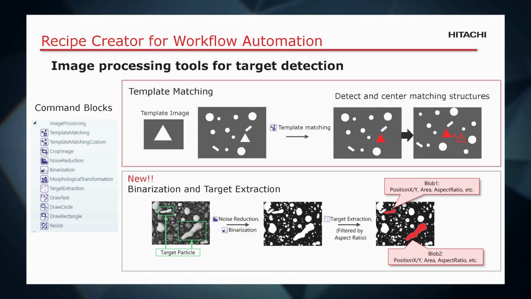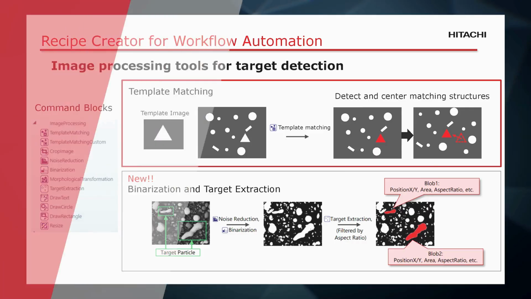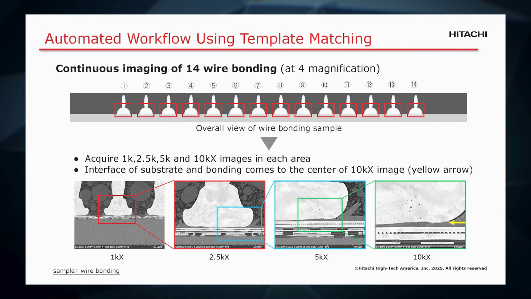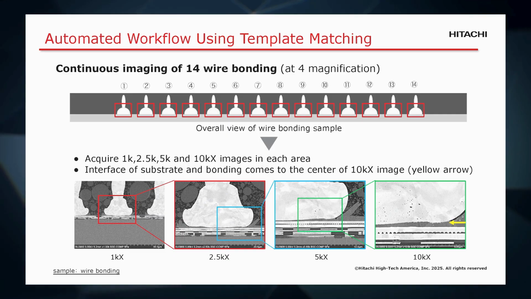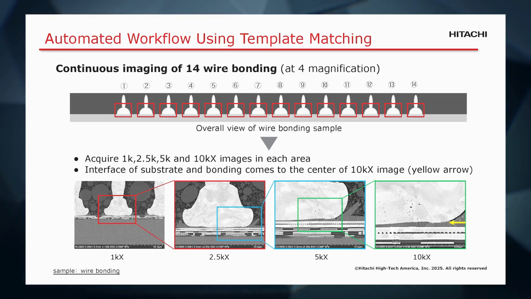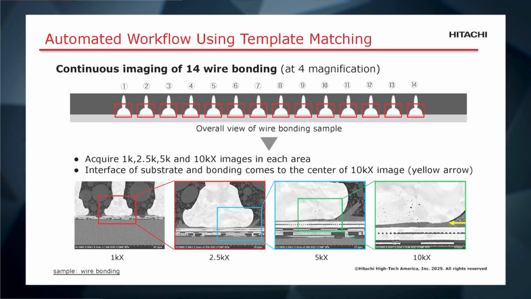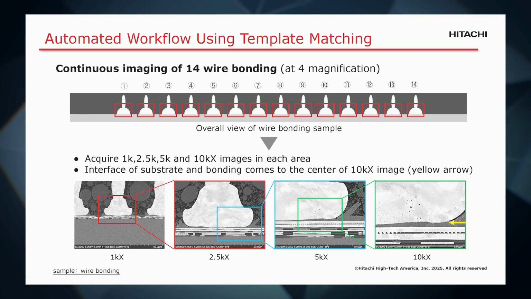Let me explain template matching first. Here is an example of an automated workflow using template matching. The sample is a wire bonding structure. We use template matching to detect the bonding pattern. Once the matching structure is found, the system automatically moves the stage to the bonding area, and then for each location we capture at 4 magnifications: 1,000, 2,500, 5,000, and 10,000.